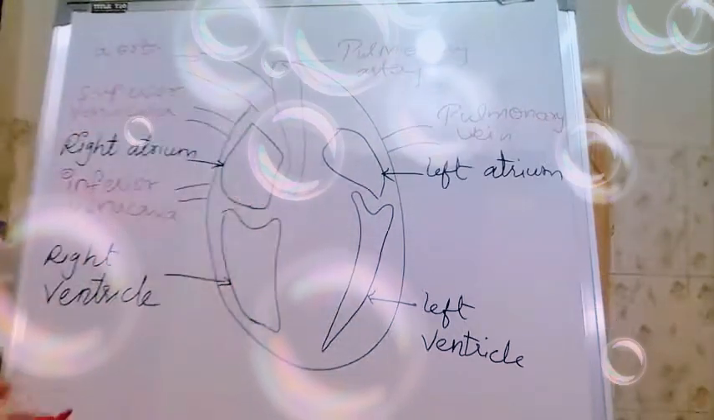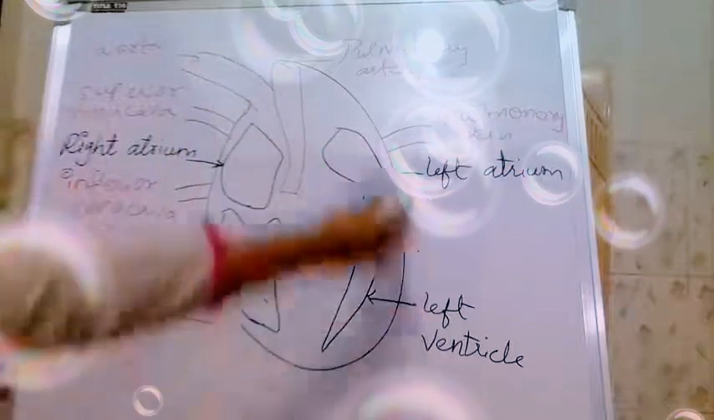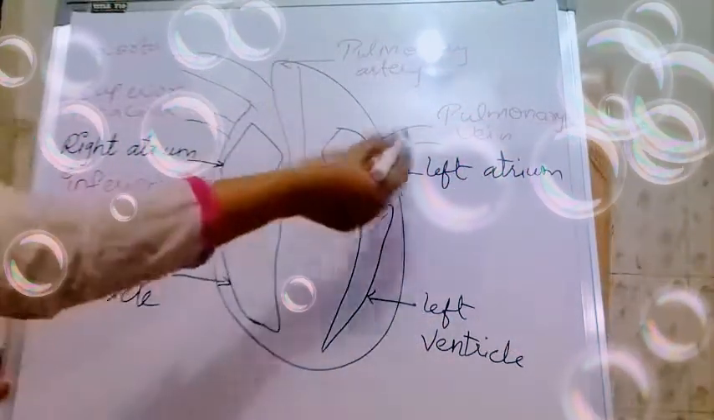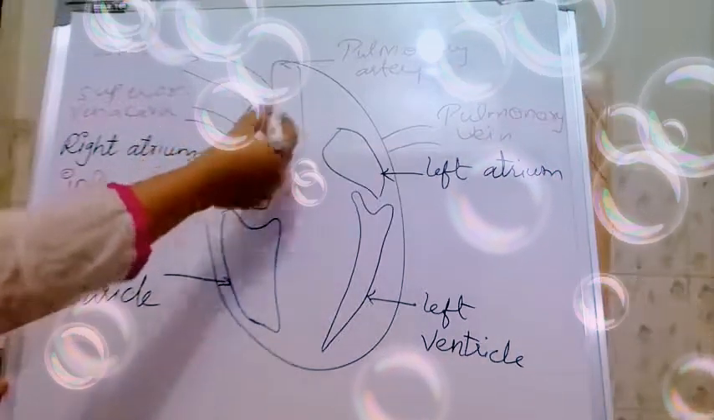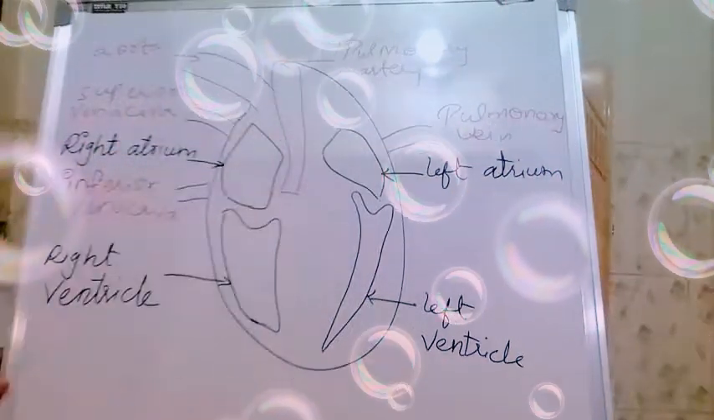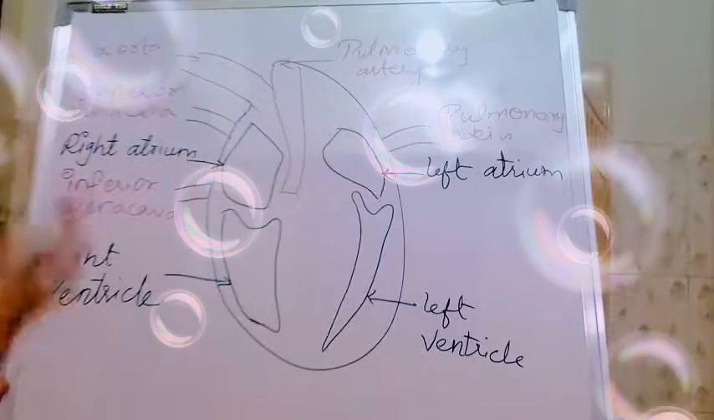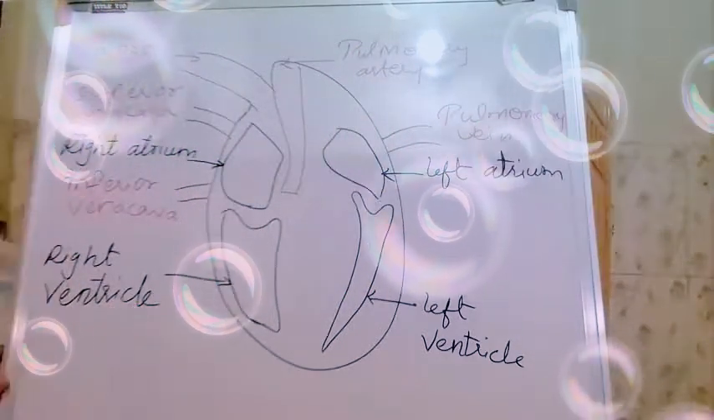So this is it. First we just need to draw the outline, then draw the 4 chambers, then draw the 3 veins, and then draw the 2 arteries, and after that you can label the diagram. This is very easy. You can draw it easily in the exam also, and you will get the whole marks.